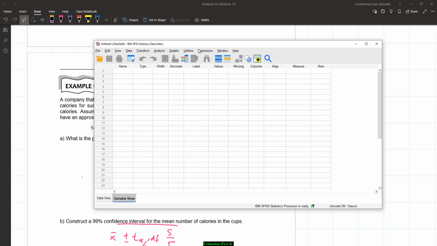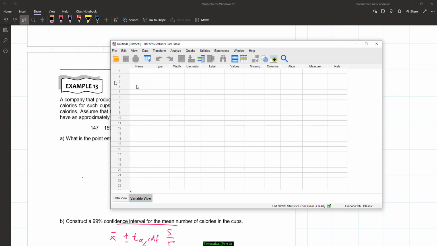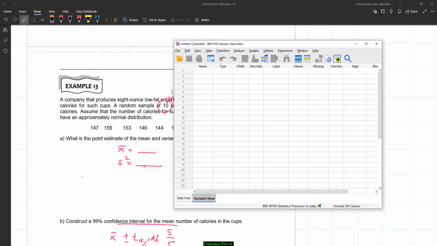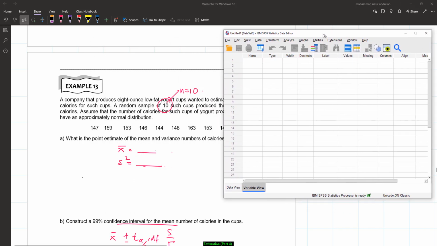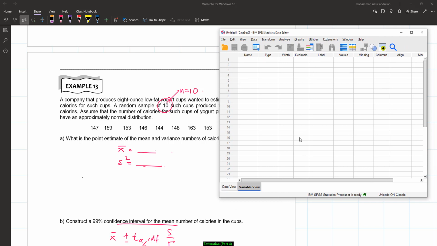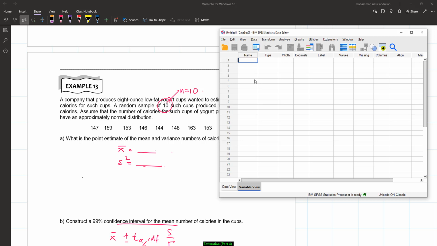So to key in the data, first we need to define the variable. So we need to click on variable view. So this is going to be data 1. Let's say for example I name this data as data 1 and I hit enter.